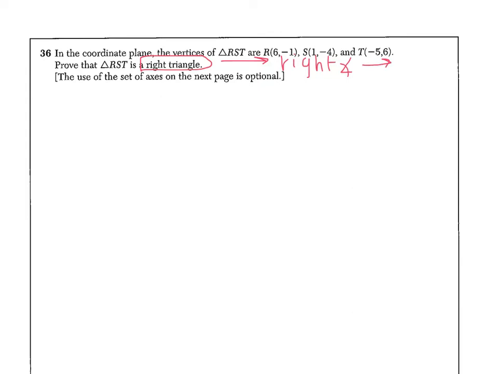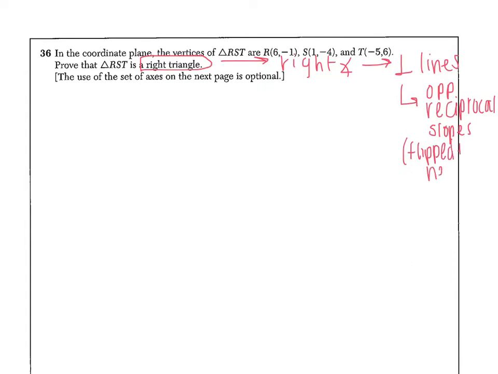And in order to get right angles, we must find perpendicular lines. And in order to find perpendicular lines, we must have opposite reciprocal slopes. Opposite reciprocal slopes are just flipped and negated from one another. So for example, if we have a slope of, say, -4/3, its opposite reciprocal would be +3/4. Or if we have a slope of +2, its opposite reciprocal would be -1/2.